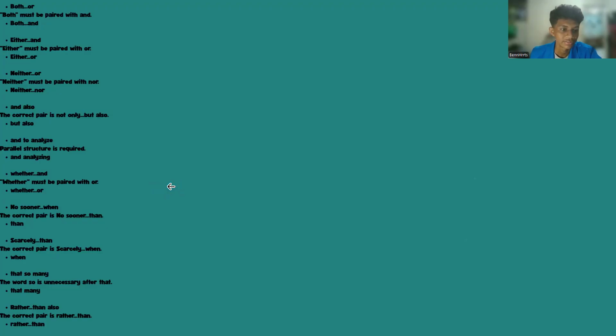To analyze and analyzing. Parallel structure is required. That's the correct one. Whether must be paired with or. So the correct sentence is whether or. No sooner when. The correct pair is no sooner than. So the correct is than. Scarcely than. The correct pair is scarcely when. So the correct sentence is when.